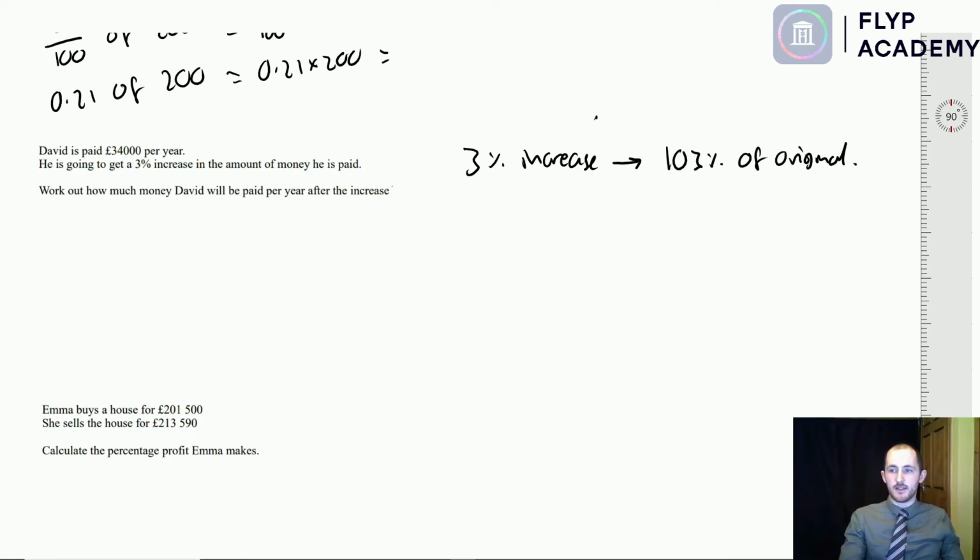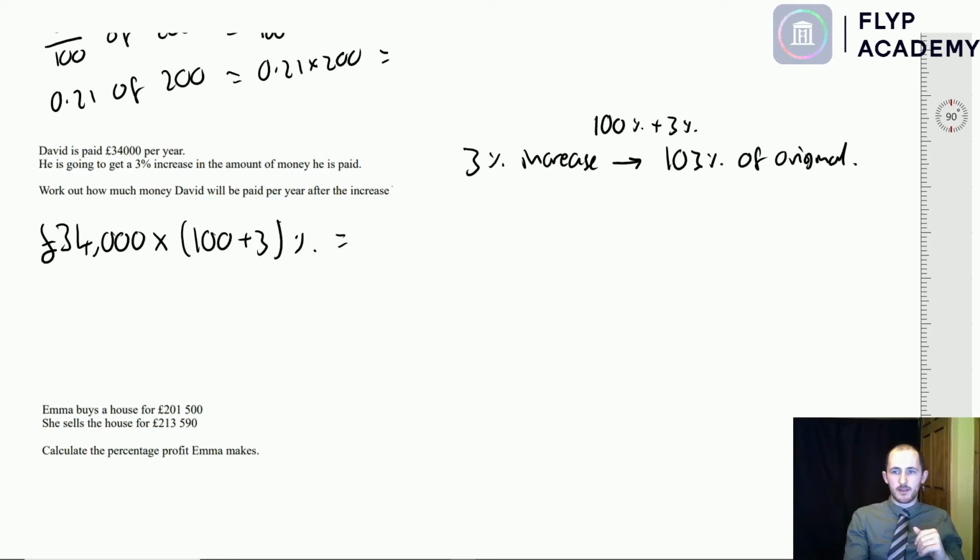All I did to get that is 100% is its original price, then I add on the 3% that it's increased by. Okay? So in this case, David is getting paid £34,000 per year. He's going to get a 3% increase in the amount of money he's paid. So you can either find 3% and then add it on, or you can say £34,000 times 100 plus 3%. So it's the same as just doing 103% of 34,000.